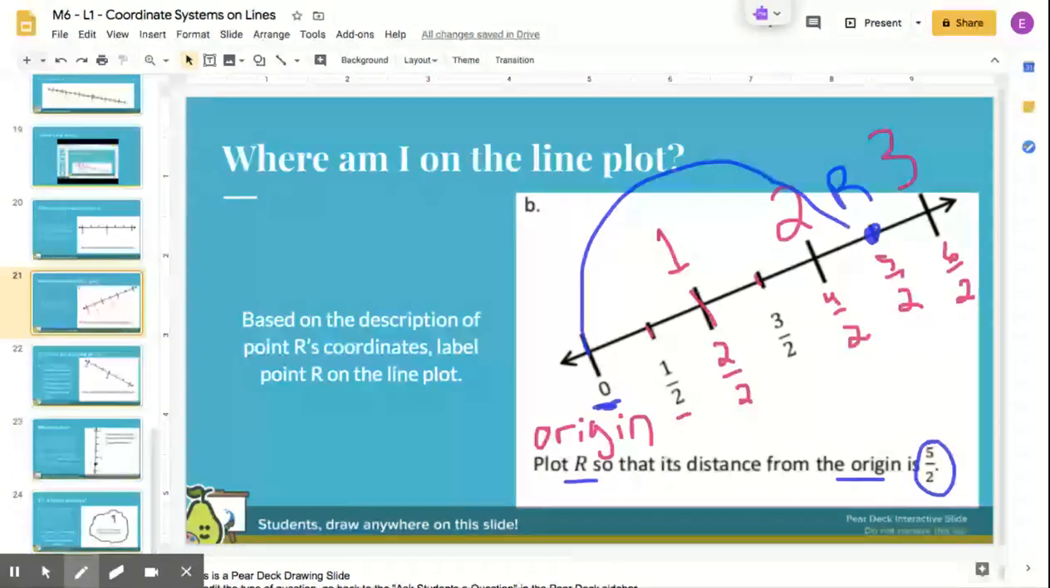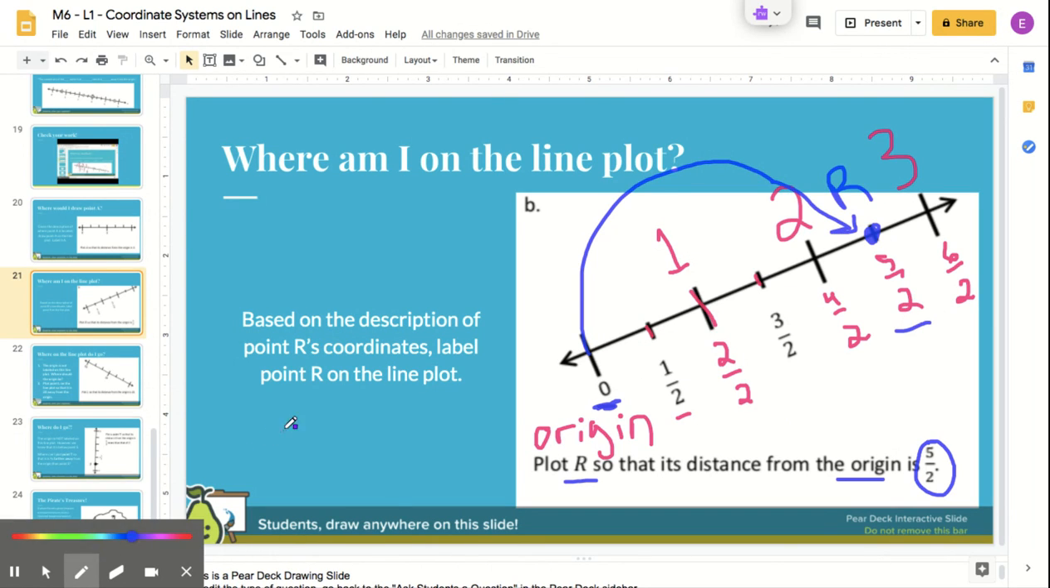Now R is exactly 5/2 away from my origin point. So the coordinate of R, the coordinate of point R, is 5/2 away from my origin.